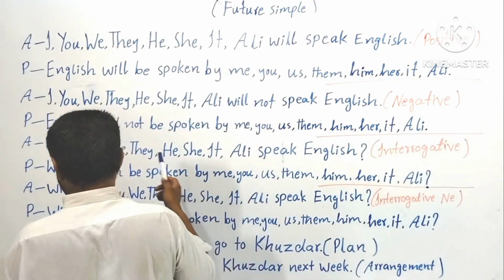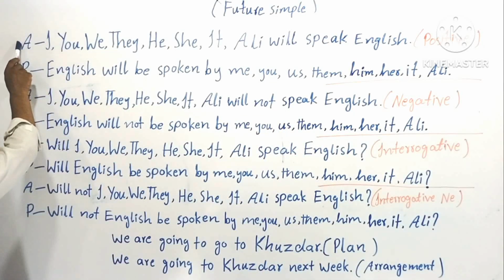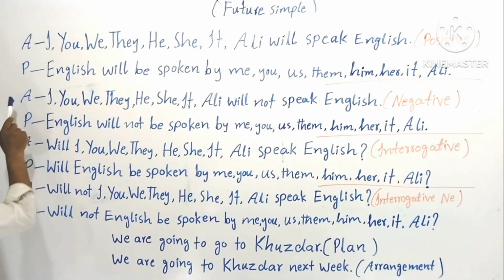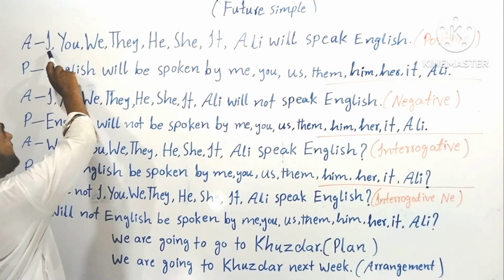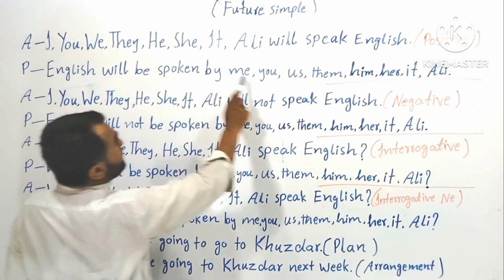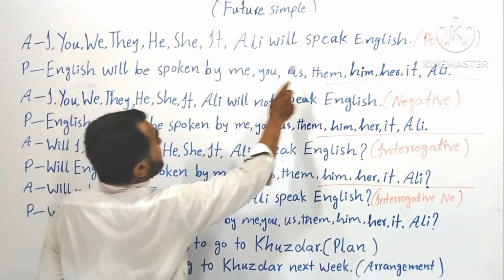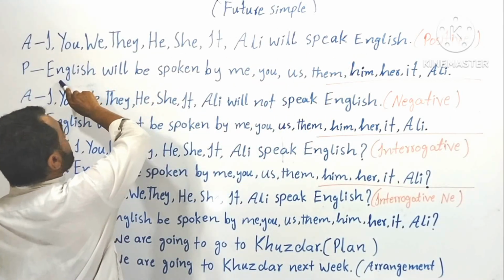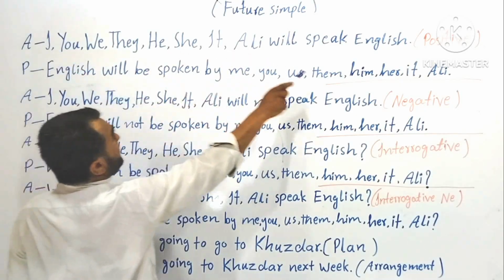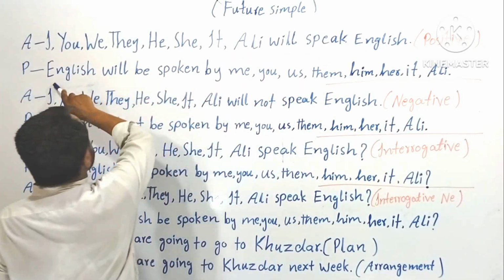Now you see here, this is the active voice, this is the passive voice, this is the active voice, this is the passive voice. You see here now, as I said before, the subject of the active voice becomes the object of passive voice. The object of active voice becomes the subject of passive voice. Similarly, this thing can go there and this thing can come here.